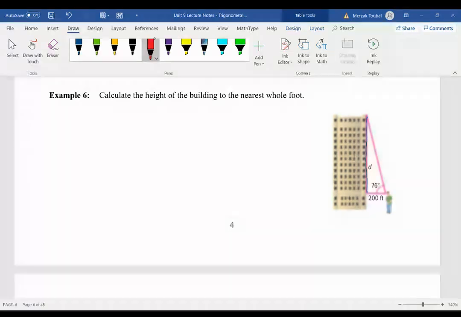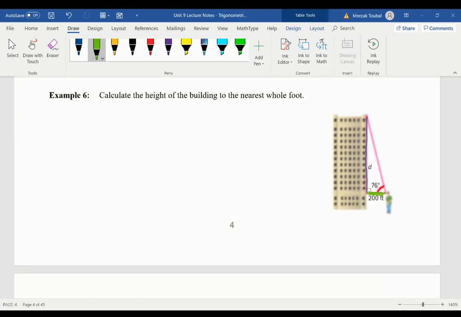And what we know is the 76 degrees angle, this is called the angle of elevation. So this person, assuming he's looking at the top of the building, and 200 feet is the distance between the standing person and the building.